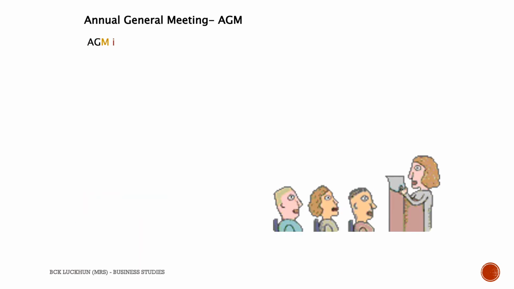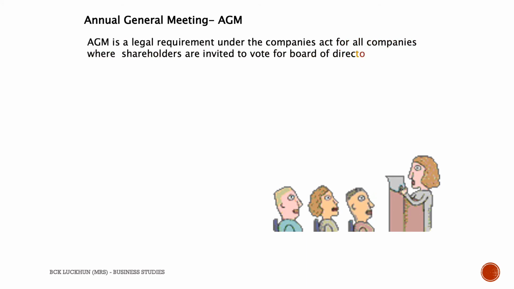The annual general meeting, AGM. The AGM is a legal requirement under the Companies Act for all companies, where shareholders are invited to vote for the board of directors for the oncoming year.